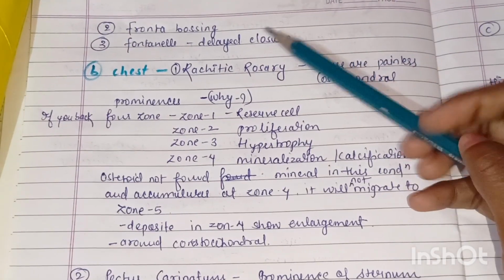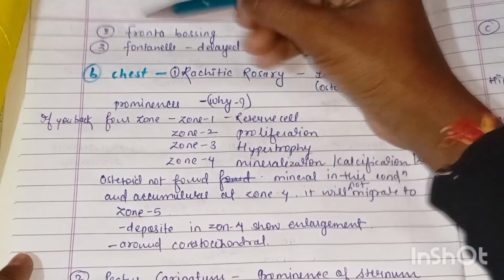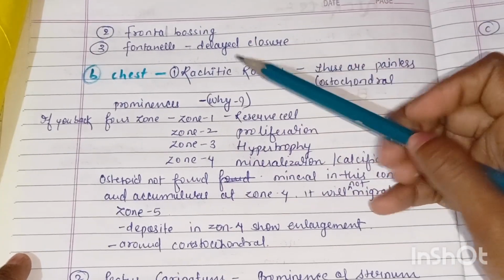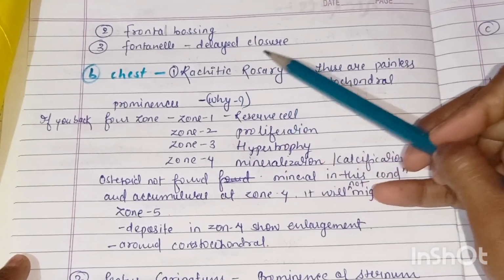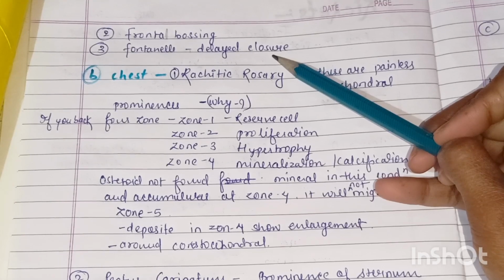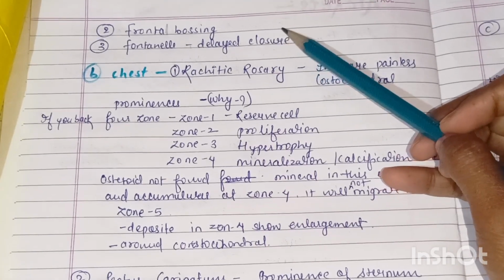Another sign you can see is frontal bossing, and delayed closure of the fontanelle, the anterior fontanelle, which does not close early. It's also an important sign.